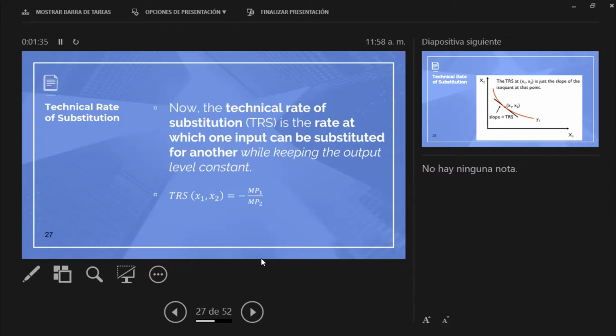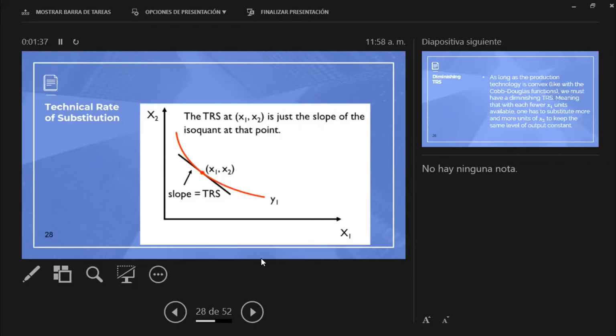And that is the technical rate of substitution. That looks more or less like this. If the target production I want to hit is Y1, then the particular slope that you want to hit is the technical rate of substitution. It's the optimal ratio of the marginal products.